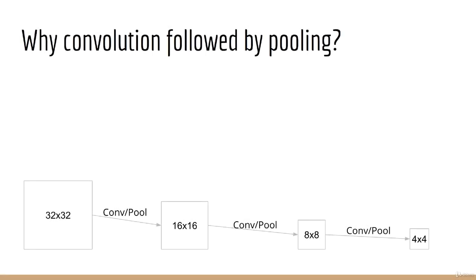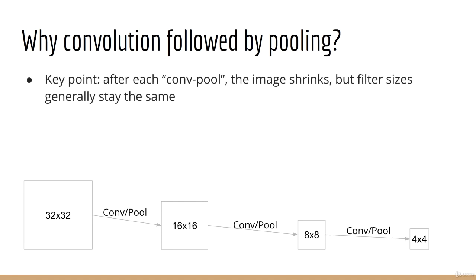The key point to keep in mind is that after each pooling, the image shrinks, but the filter sizes generally stay around the same. Common filter sizes are 3x3, 5x5, and 7x7. Generally speaking, they are much smaller than the input image. But what happens as the image shrinks as it passes through each layer?